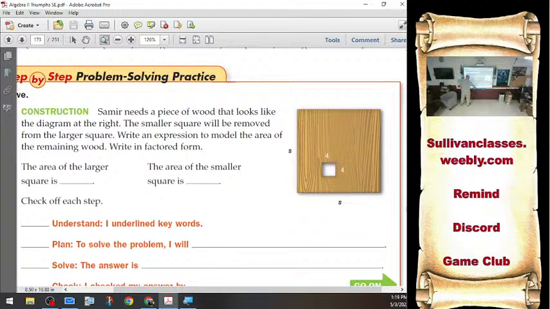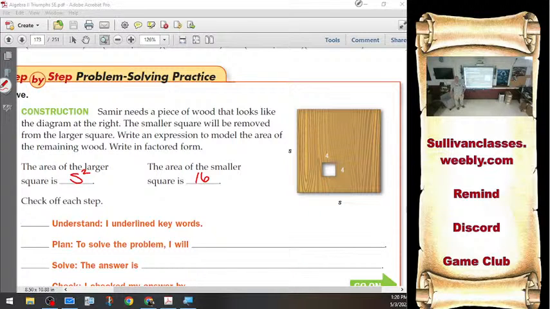So, what's the area of the big dog? The big S squared, right? S times S. What's the area of the little guy that I don't care about? 4 by 4 is 16. So I don't want to just say 4 squared, even though that is what it is, because I can tell you what 4 squared is. I'll write the number. Well, write an expression to model the area.